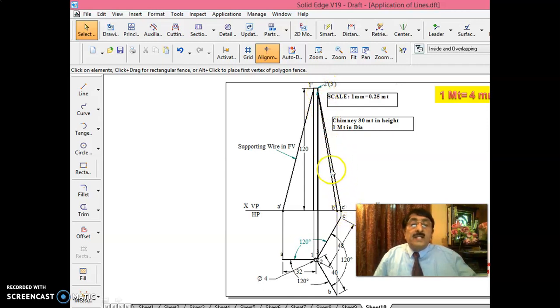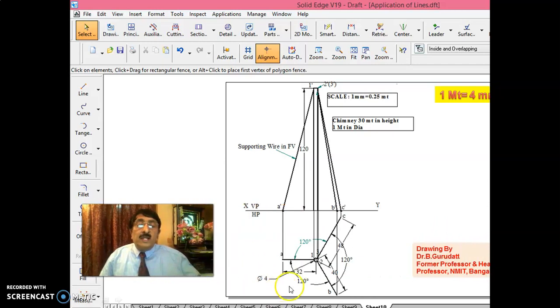Now these 3 wires are what you see in the front view. 1A, 2B, 3C are the 3 wires you see in the top view. Now the application of straight lines that I have told you: if you have the front view and top view drawn, by rotating you can get the true length. The question is, what are the true lengths of the 3 wires used?